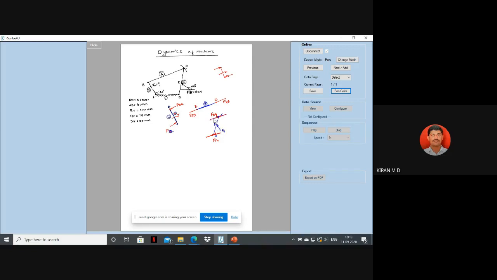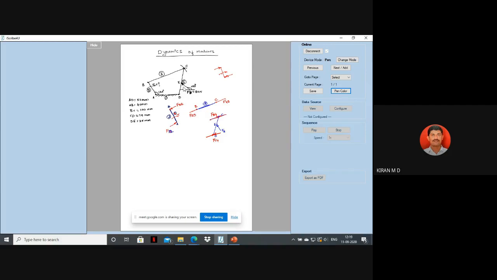Then once you have found F34, that is equal to F43. Again, by using this F43, we are going to find out F23. This F23 is equal to F32. By using this, we are going to find out the torque. That is the procedure we are going to use. So I will start with link 4.